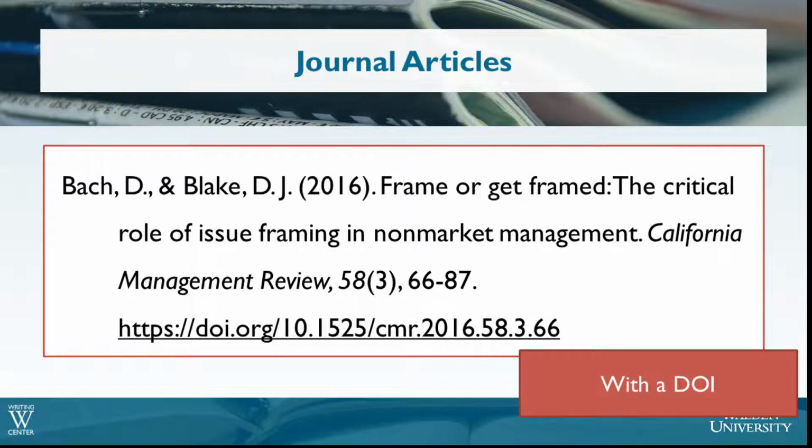Next, we have the year in parentheses and the article's title, which follows sentence case, as we discussed. Next, the title of the journal and the volume number appear, both in italics. After the volume number, we see the issue number, in parentheses, and the page range of the article. Finally, here we can see the DOI number, presented as a URL.